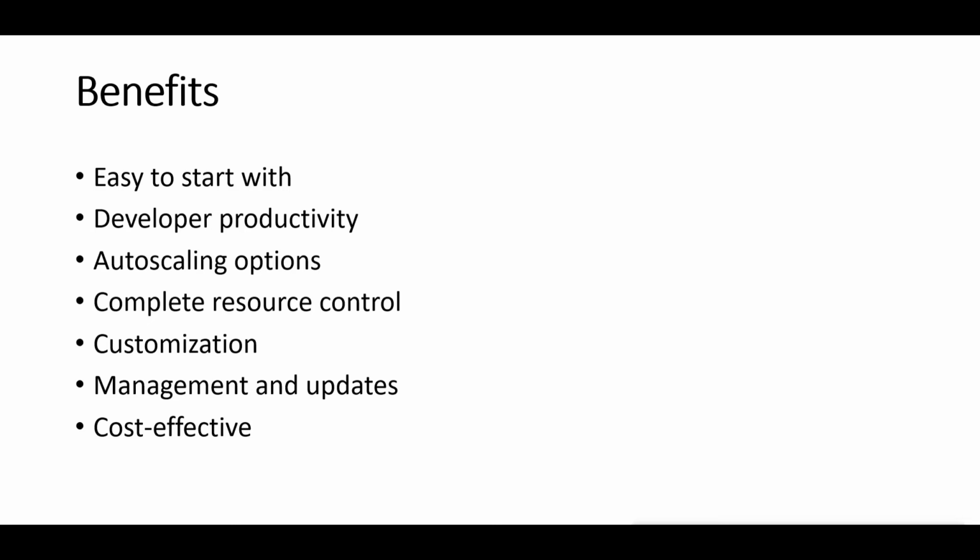Auto scaling options. Elastic Load Balancer automatically scales up and down your application based on application specific need using easily adjustable auto scaling settings. Then complete resource control. You have the freedom to select your AWS resources such as Amazon EC2 instance type that are optimal for your application. You can customize it. You can manage updates, or the updates will be taken care of by Elastic Beanstalk itself, and it is cost effective since no cost is involved in creating the Elastic Load Balancer.